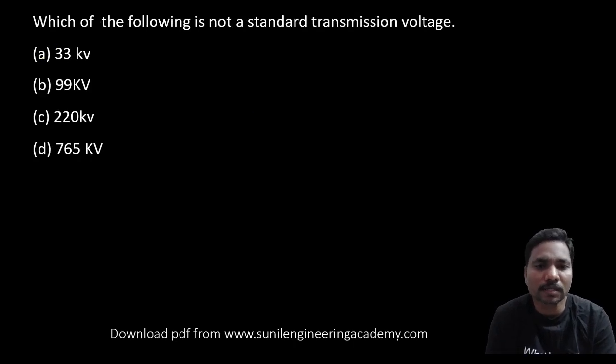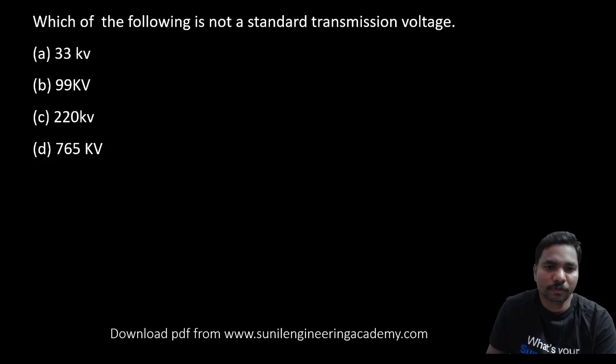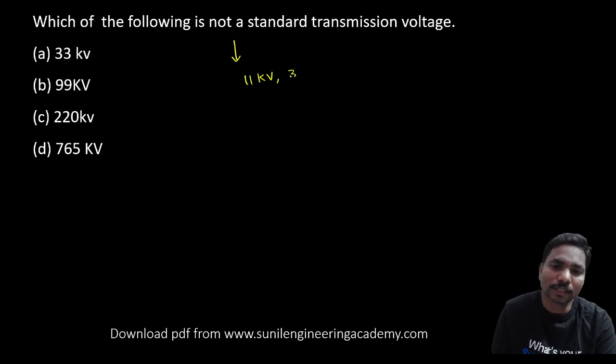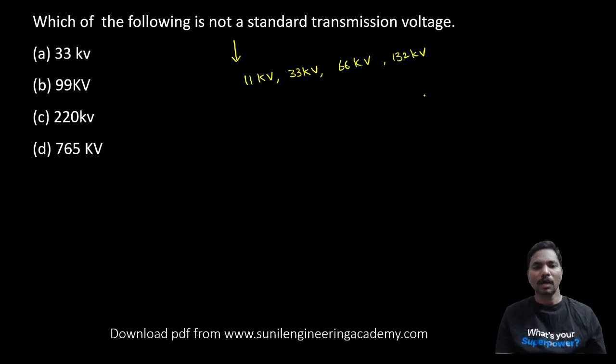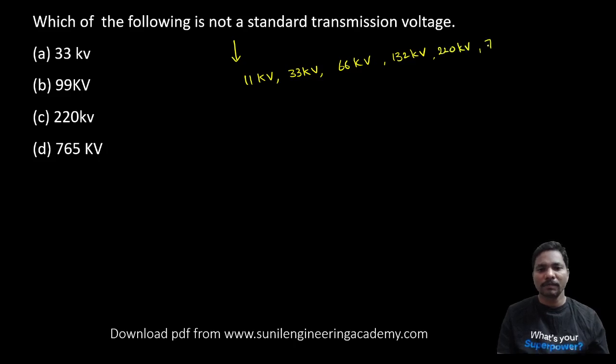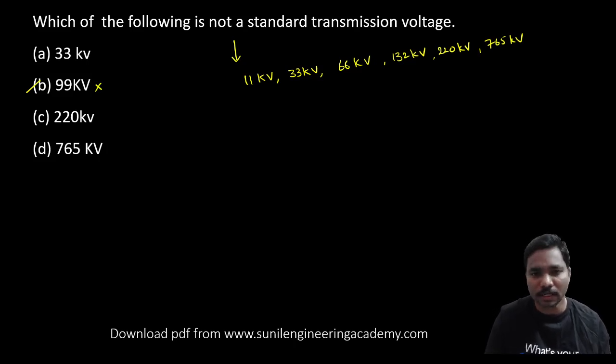Coming to the second question: which of the following is not a standard transmission voltage? We know the standard transmission voltages: 11 kilovolt, 33 kilovolt, 66 kilovolt, then double of that, 132 kilovolts, 220 kilovolts, 765 kilovolts. All these are standard transmission line voltages. Here 99 is not there, so the answer is option B. 99 kilovolt is not a standard transmission line voltage.